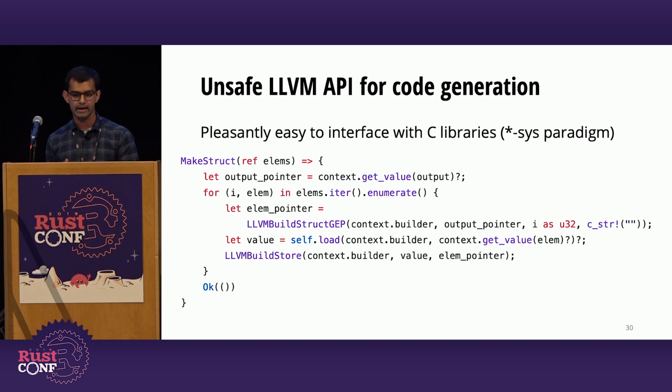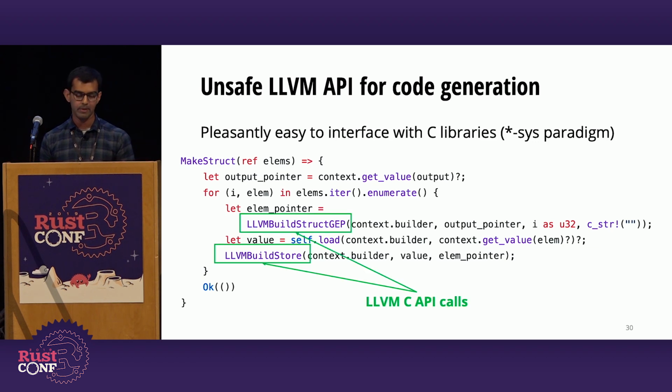Here's some code that you don't have to read, but it's basically taking a struct and generating code for creating that struct. And embedded in there are two LLVM C API calls. It was very natural just to call C from Rust, and also the other way around, which I'll talk about. That made it easy to take the huge ecosystem of C libraries that are out there and use them in cases where the same thing in Rust didn't exist.